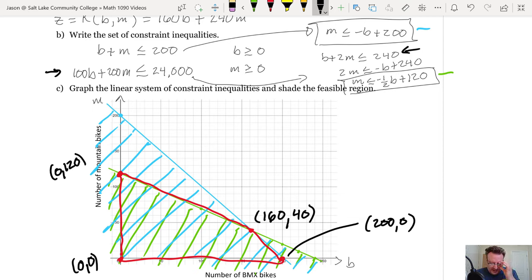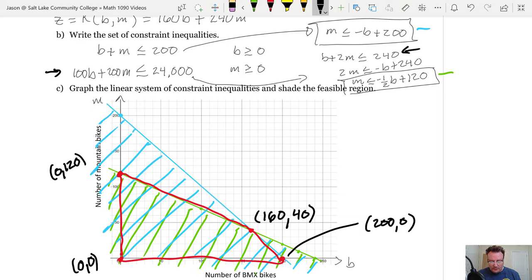Sometimes it won't be so nice, and it won't be easy to tell exactly what the coordinates of the point are. In that situation, you have to use the techniques from chapter 2 to solve the system of equations, the two equations that give that point, and solve precisely for that point of intersection. Okay, so we've graphed the feasible region now. Our solution has to be in this red four-sided polygon. We know that. And what we want to do is find the corner of this region that maximizes revenue.